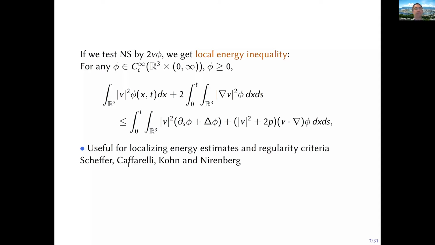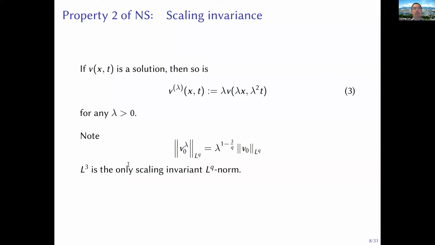The second property is the scaling invariance. So we define this rescaled function V lambda by this formula. Then if V is a solution, this guy is also a solution. And then we look at the change of the LQ norm under the scaling. And the L3 norm is the only scaling invariant norm.